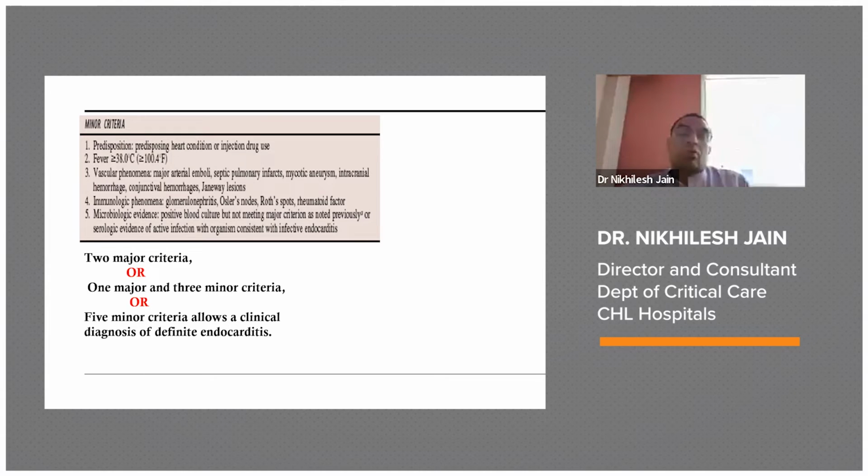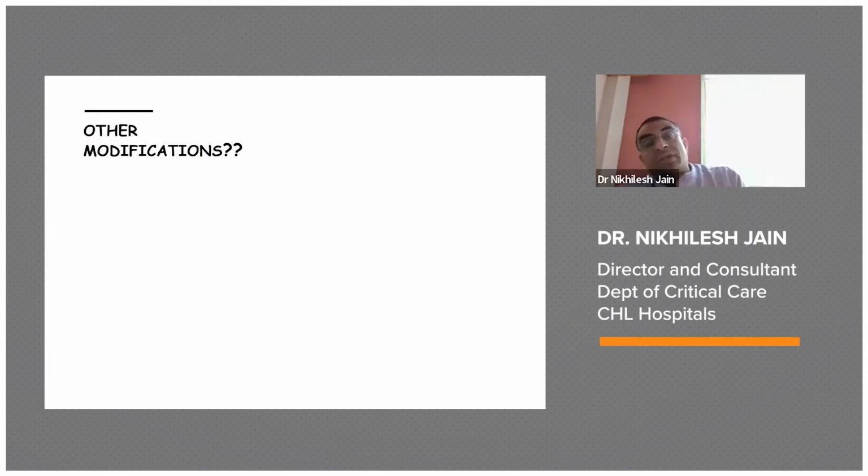So at the end of this whole thing, which I don't think you will be able to remember without reinforcement, what would be required is either 2 major criteria, or 1 major and 3 minor criteria, or all 5 minor criteria to allow a clinical diagnosis of definitive endocarditis. What are the other modifications?